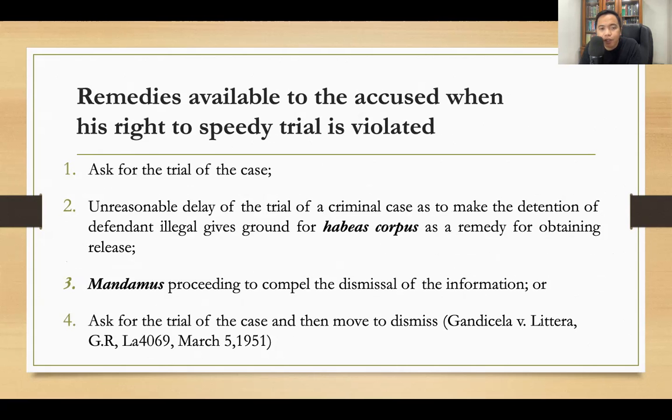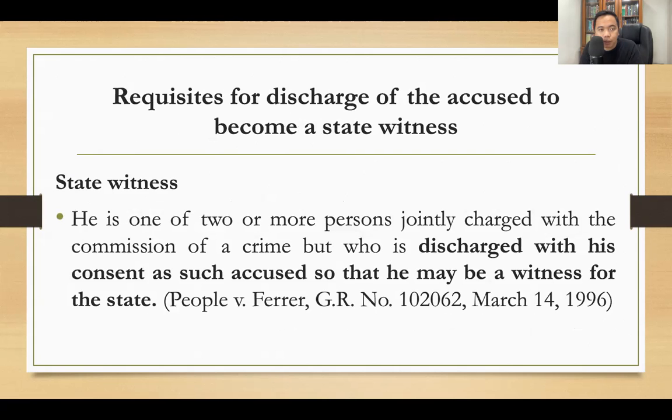Okay. Now, if the right of the accused to a speedy trial is violated, what are the available remedies? Number one, he can ask for the trial of the case. Number two, unreasonable delay of the trial in criminal cases so as to make the detention of the accused illegal gives ground for habeas corpus as a remedy for obtaining release. Number three, mandamus proceedings to compel the dismissal of the information, or number four, ask for the trial of the case and then move to dismiss.